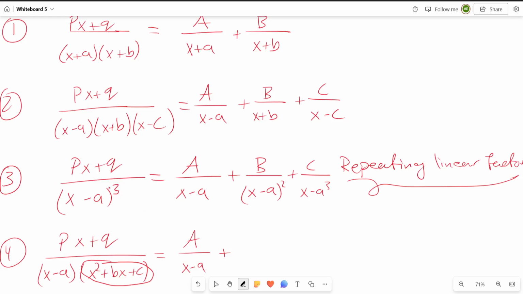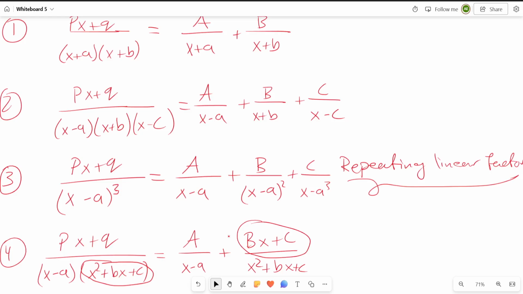Okay, because you could tell me, we had an x minus a squared over here, why didn't you consider it as a quadratic? No, when we have an x minus a all to the power of 2, this is considered as a repeating linear factor because it can be factorized further. However, when we have a quadratic that cannot be factorized further, then it looks something like this. So we finish this linear term part, a over x minus a, plus bx plus c over x squared plus bx plus c.